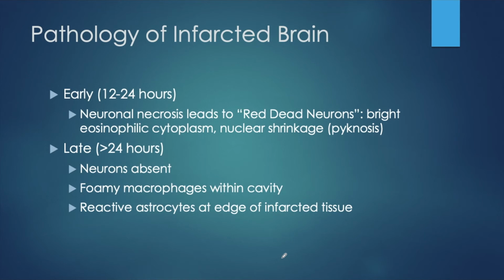Early after infarction, in about 12 to 24 hours, neurons become very eosinophilic and the nuclei become pyknotic, which means dark and shrunken. You can remember these as red dead neurons. After 24 hours, the neurons disappear as they're carted off by foamy macrophages. These foamy macrophages are differentiated from microglia and can be found inside the cavity of infarcted tissue chronically. Reactive astrocytes can be found at the edge of infarcted tissue, walling off the cavity.